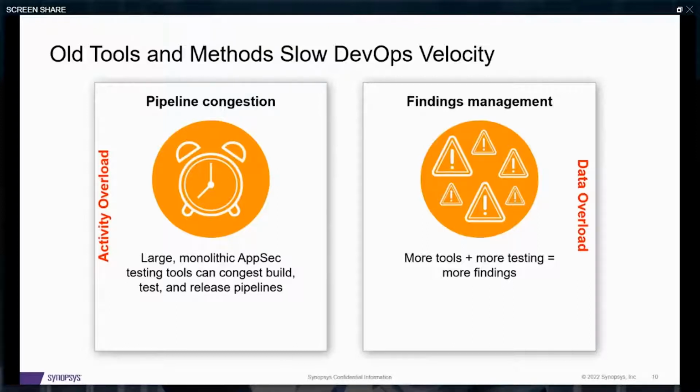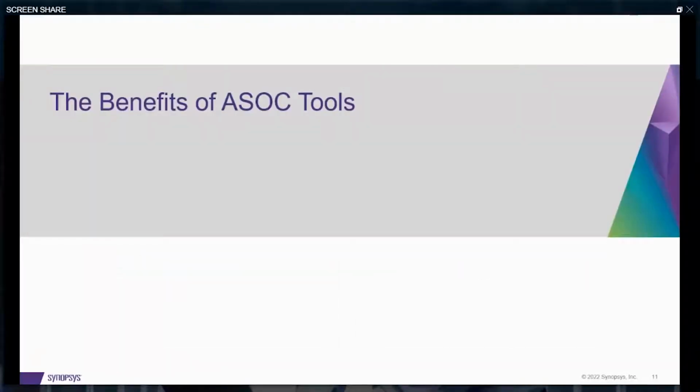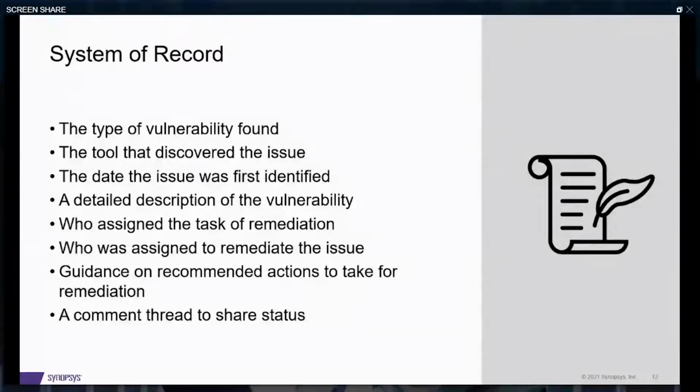And that's kind of the big challenge that we want to try and tackle with an ASOC platform. So when we start looking at what the benefits of an ASOC platform are, first of all, it should be a big system of record where you can always go back and look historically from any application at the types of vulnerabilities found, maybe the tool that discovered that specific finding or issue. When was that first identified? Maybe a description of that information, who was cited, who fixed it, and maybe a comment.